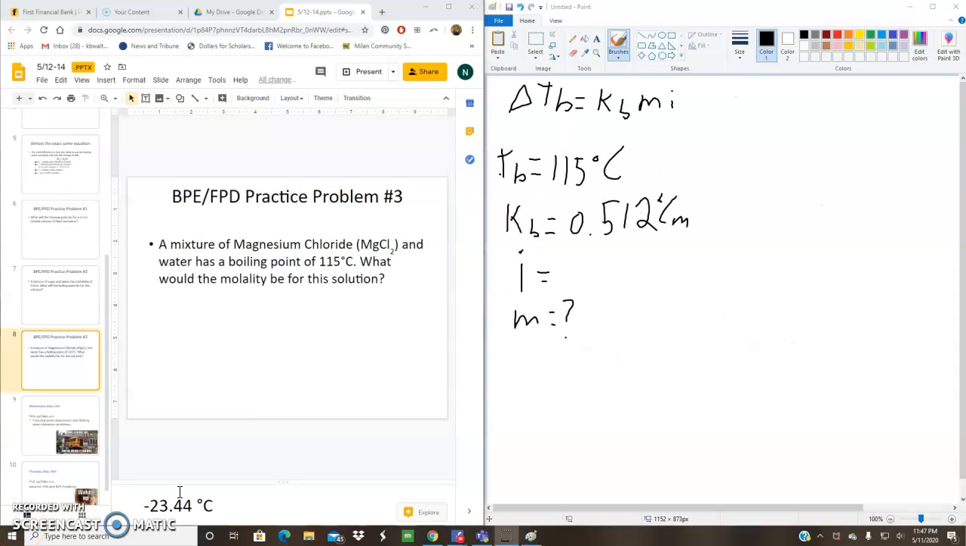Okay, final one. A mixture of magnesium chloride and water has a boiling point of 115 degrees Celsius. What is the molality of this solution? So we're not asked for this now. We're going to be asked for this. So I'm going to go ahead and get m by itself. I have delta TB is equal to Kb m i. This is being multiplied, so the easiest way to get things that are being multiplied is divide them.